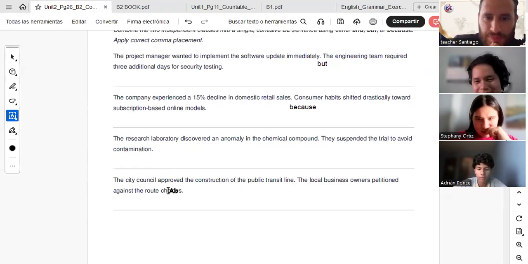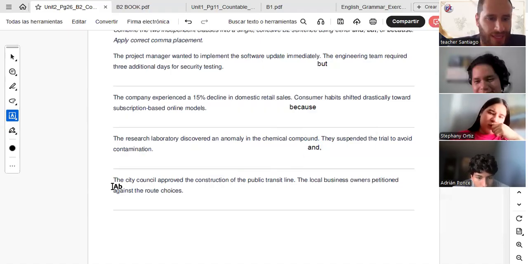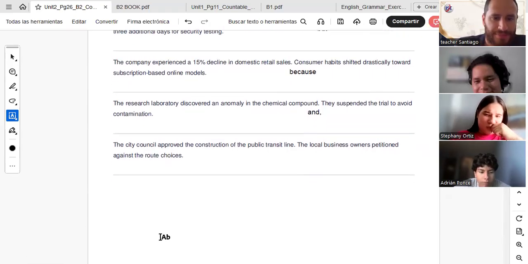Diego, number 3, please. The research laboratory discovered an anomaly in the chemical compound, and they suspended the trial to avoid contamination. And, they suspended. Thank you, guys. You're on fire.